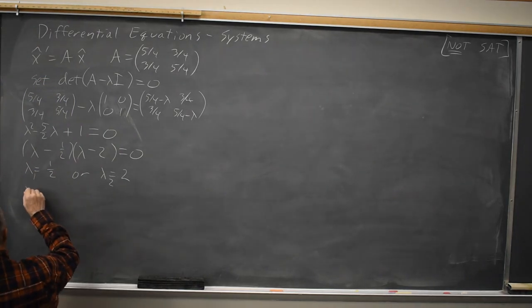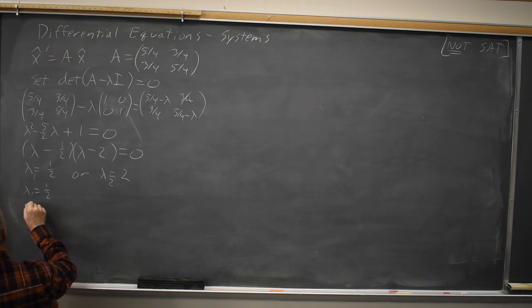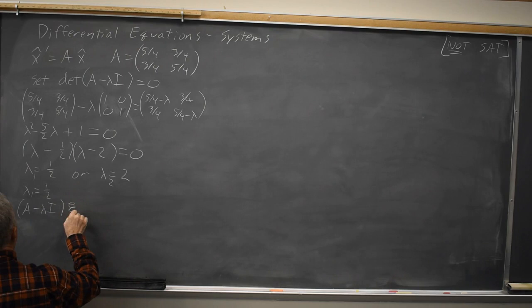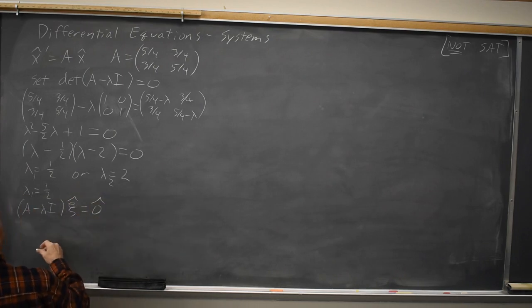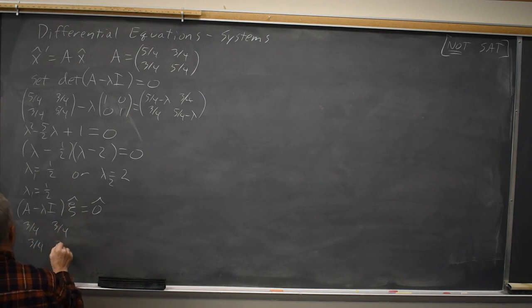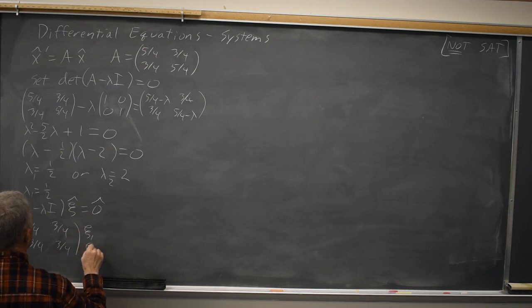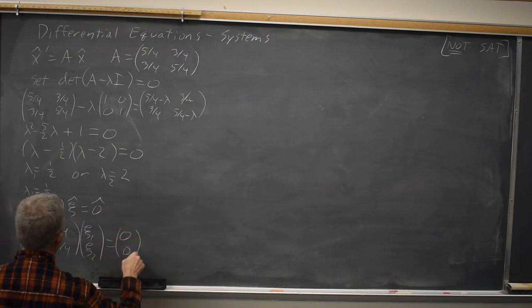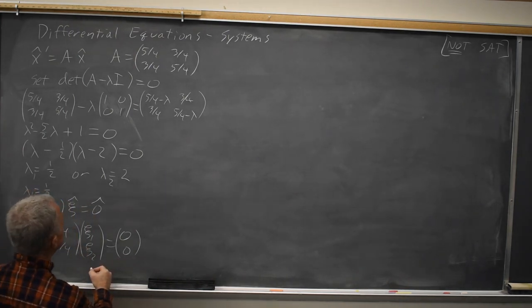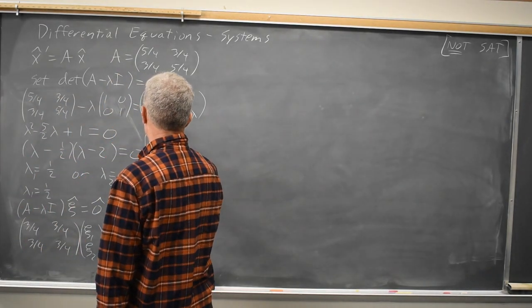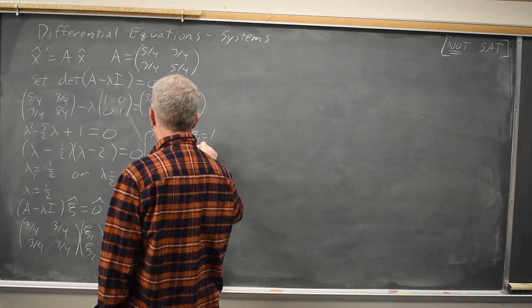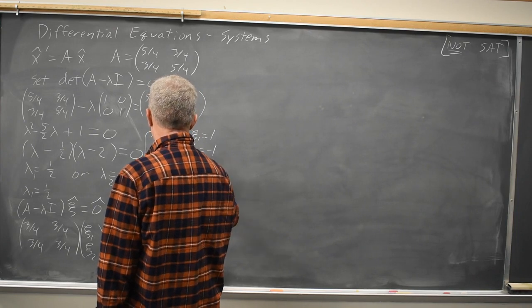For lambda 1 equals 1/2, if I write A, uppercase A, minus lambda times the identity times vector C equals the 0 vector, that is 5/4 minus 1/2 is 3/4, 3/4, 3/4, and 3/4 times C1, C2 equals the 0 vector. And we notice that this system does not have a unique solution, but that was our goal when we found eigenvalues. If we choose C1 equal 1, then we easily see that C2 is negative 1, so eigenvector 1 is the vector 1, negative 1.